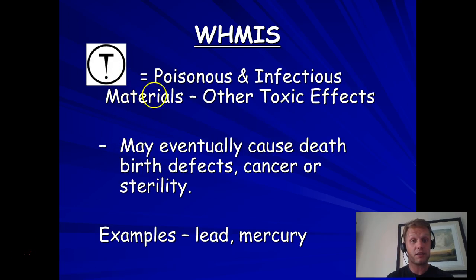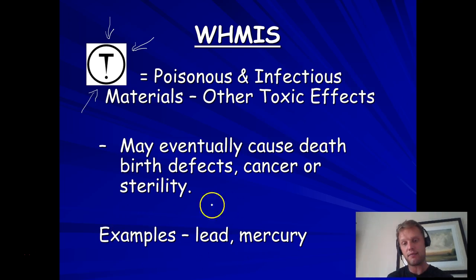We have toxic poisonous materials. We don't really have any of these either because we're not allowed to, because they're really dangerous: they can cause cancer over the long term, or birth defects, or even sterility. If you want to know what that is, you can talk to me about that later. Some examples are lead and mercury.